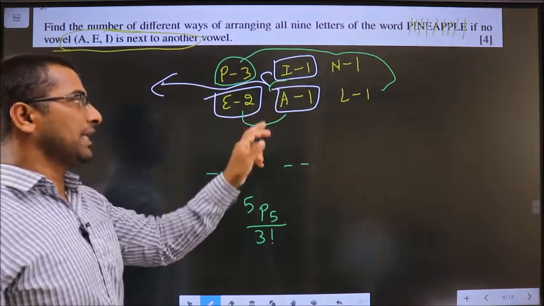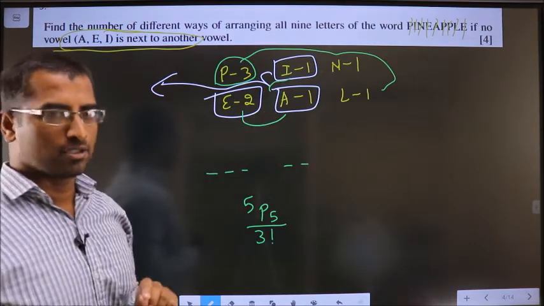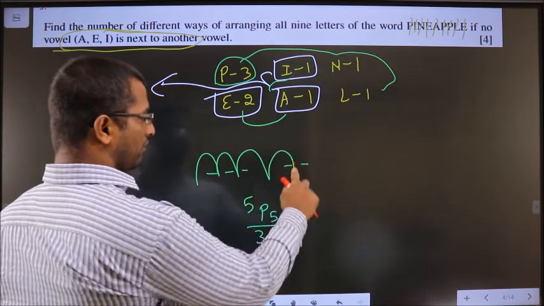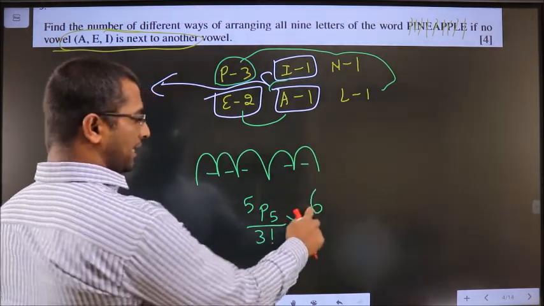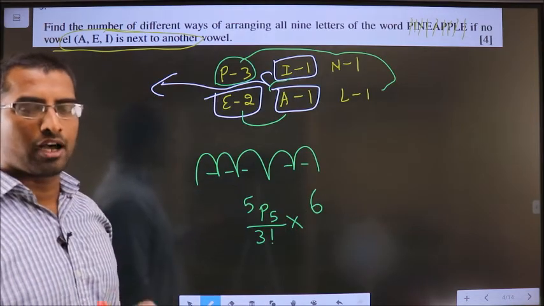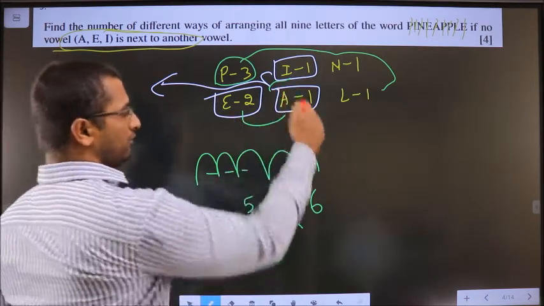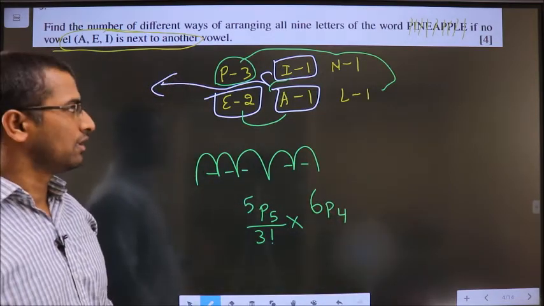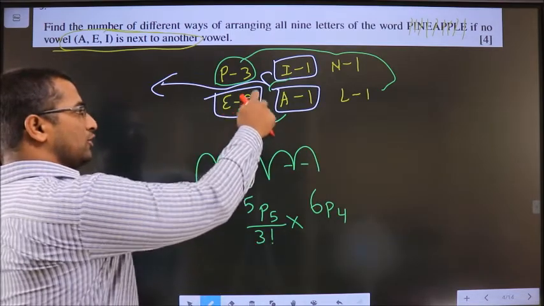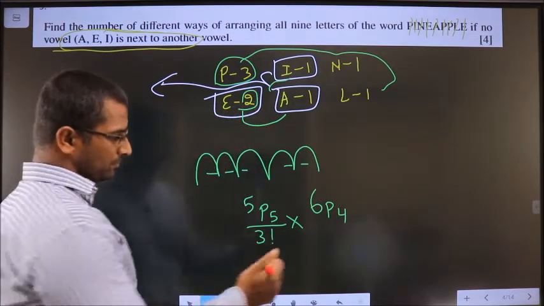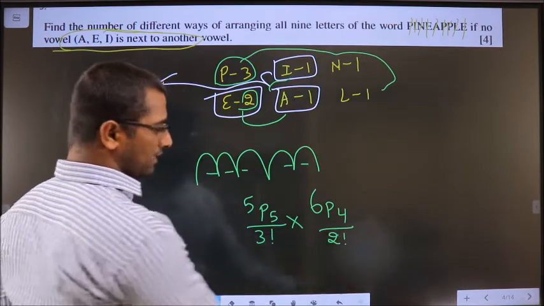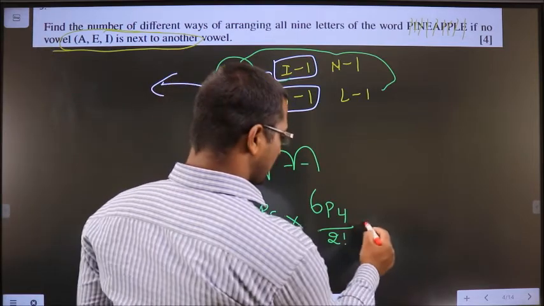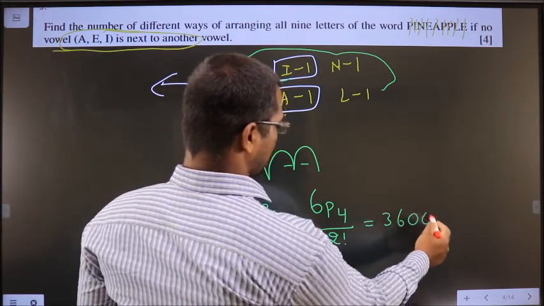Okay, next. Now I should see in between how many places I have for these vowels. So count 1, 2, 3, 4, 5, 6. I have in between 6 places for how many vowels? 2, 3, 4. So for 4 vowels, so 6P4. In these 4 vowels, these 2 E's are identical. So divide it by 2 factorial. Put this in the calculator, you get the answer to be 3600.